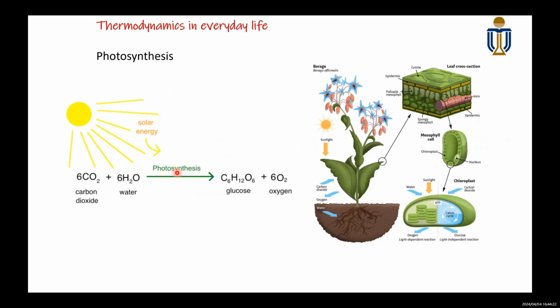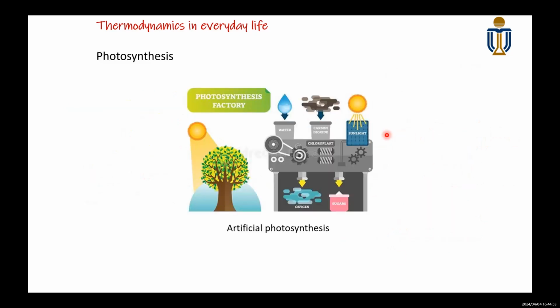Another example is photosynthesis. As humans, we can't absorb solar energy directly. However, the plant can. Here are the equations of photosynthesis. Carbon dioxide and water in plant cells, with sunshine, produce oxygen, and the glucose can be formed. Through this process, solar energy is transformed to chemical energy and stored in the plants.